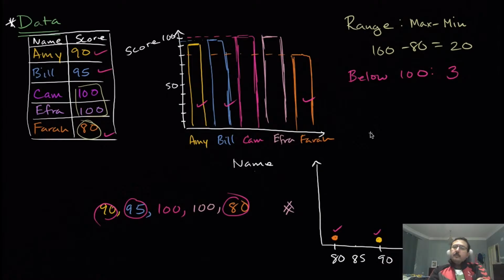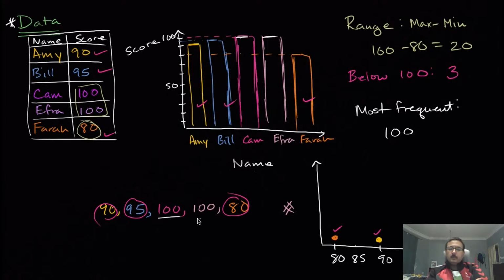And you could also ask yourself, what is the most frequent score? And once again, you could answer that question with any of these ways of representing this data. You could look at our original table and you say, look, there's only one 90, one 95, one 80, there's two 100s. So you'd say, look, the most frequent score is 100. You'd see that over here too. You actually have two 100s. There's only one of each of the other scores. Here you also see the two 100s.